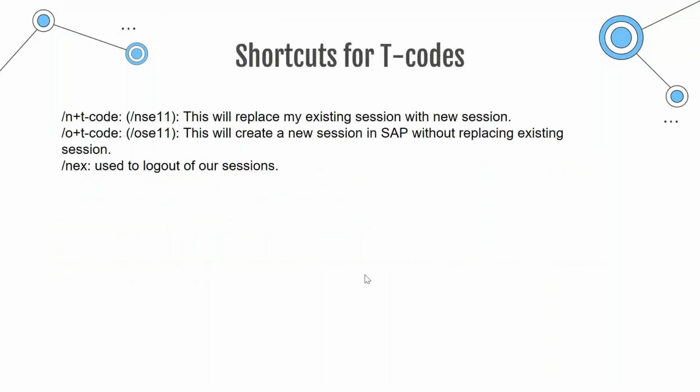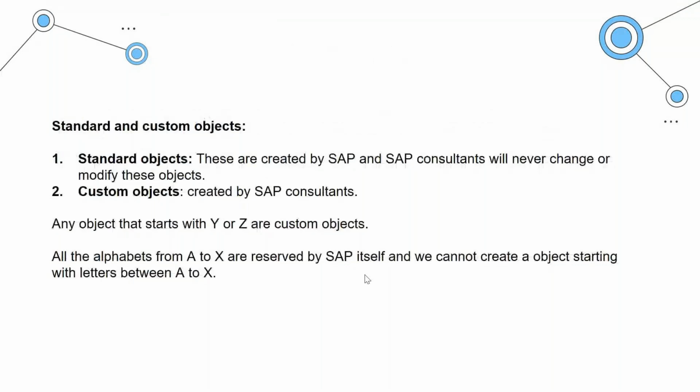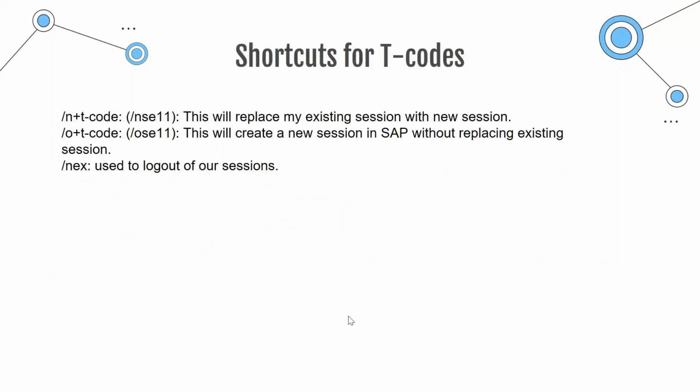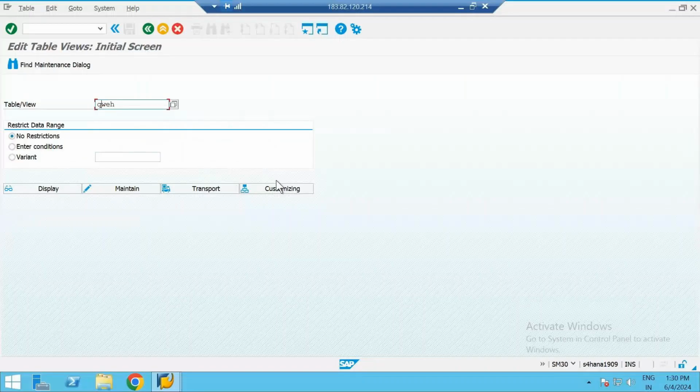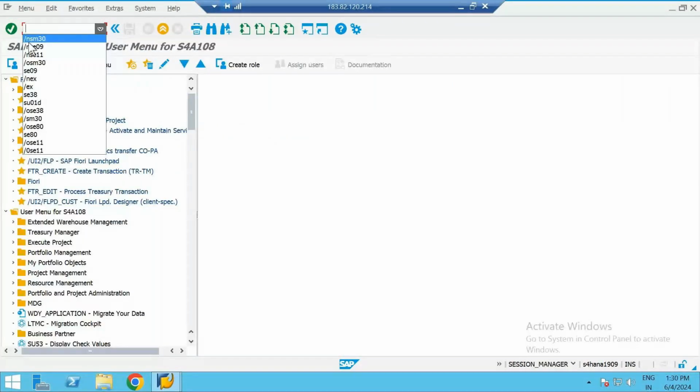Okay, we'll just cover the shortcuts and then we'll wind up today's topic. If you observed, when I was giving these T codes, I was using some prefixes, like slash n here, slash x here, slash o here. These are nothing but extensions to the T codes, slash o, slash n, like this.